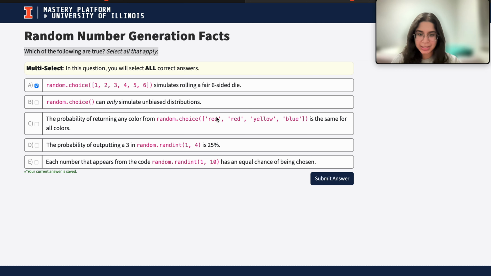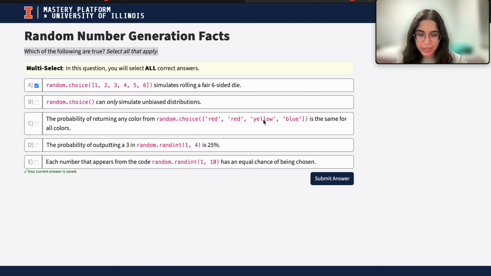And we can see that this is a biased distribution, right? The fact that red is 2 times more likely to get chosen than any other value represents a biased distribution. It's not equally likely for all these colors to get chosen. The fact that red is 2 times as likely shows that there's a factor of bias in here. So random.choice actually can simulate unbiased and biased distributions, based on what the values inside your list are.